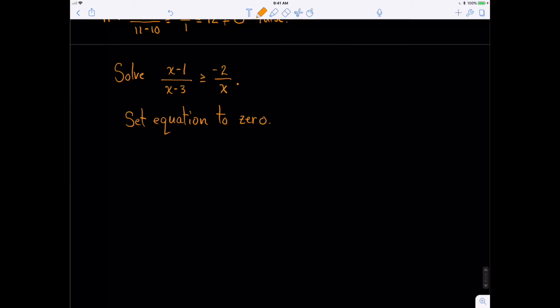So I'm going to bring the negative 2 over x to the other side. So this gives me the new problem of (x minus 1)/(x minus 3). So I would change the sign, so this becomes plus 2 over x greater than or equal to 0. Now we need a common denominator. And so notice this, we're going to have to do a little bit of scratch work here.